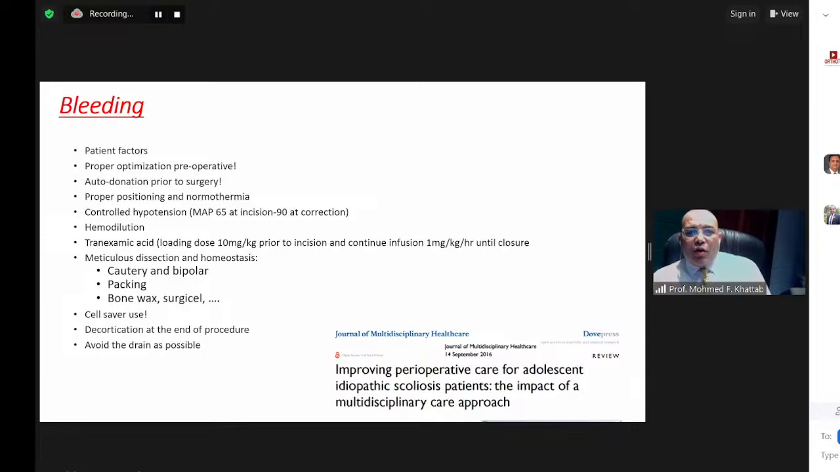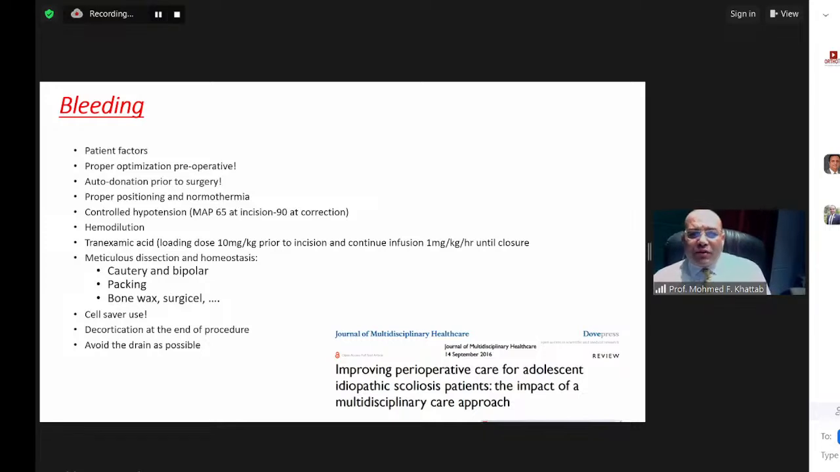Of course, proper optimization of the preoperative hemoglobin is mandatory because it is stated that hemoglobin less than 11 increases the incidence of blood transfusion. And it is important to have more hemoglobin before doing the procedure, like, for example, 14. Some colleagues may advocate or encourage auto donation prior to surgery or giving iron injection, for example, to improve the hemoglobin and the iron of the patient.